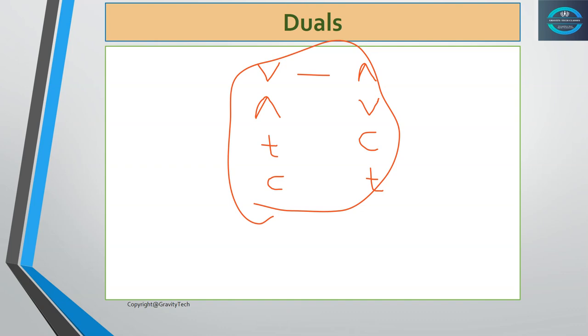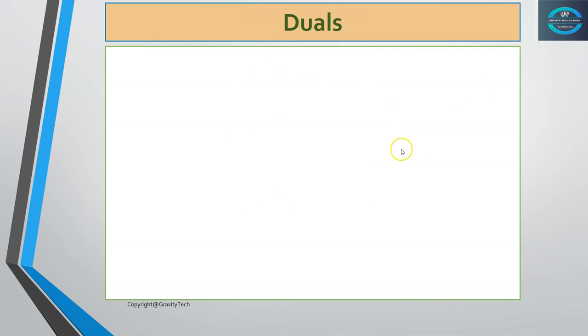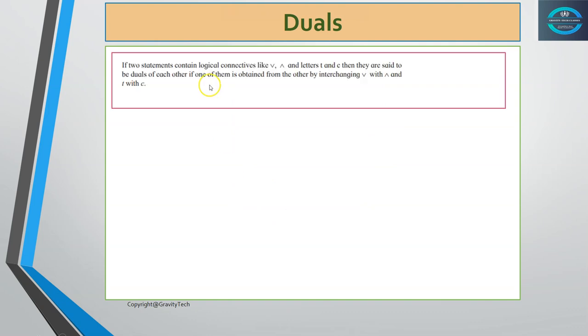So this is the very simple thing. That is what we call a dual, right? So what does dual mean? The dual means if two statements contain the logical connectives or and and, that is disjunction and conjunction, and the letters T and C, where T is tautology and C is contradiction, then they are said to be duals of each other if one of them is obtained from the other by interchanging or with and, and with or, and then T with C and C with T.